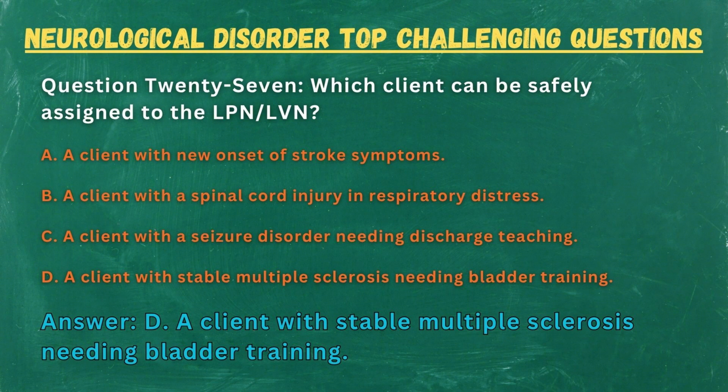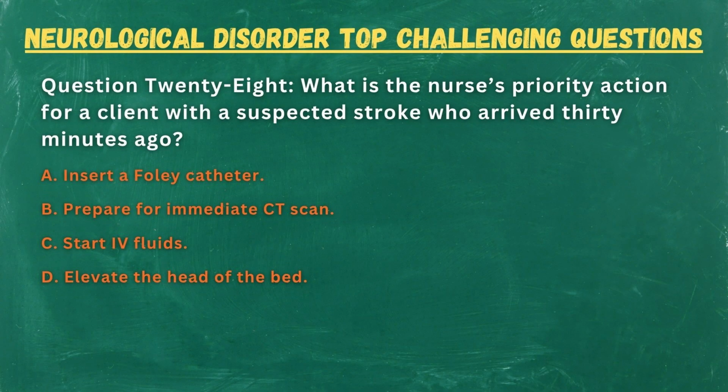Answer: D. A client with stable multiple sclerosis needing bladder training. Question 28. What is the nurse's priority action for a client with a suspected stroke who arrived 30 minutes ago? A. Insert a Foley catheter. B. Prepare for immediate CT scan. C. Start IV fluids. D. Elevate the head of the bed.